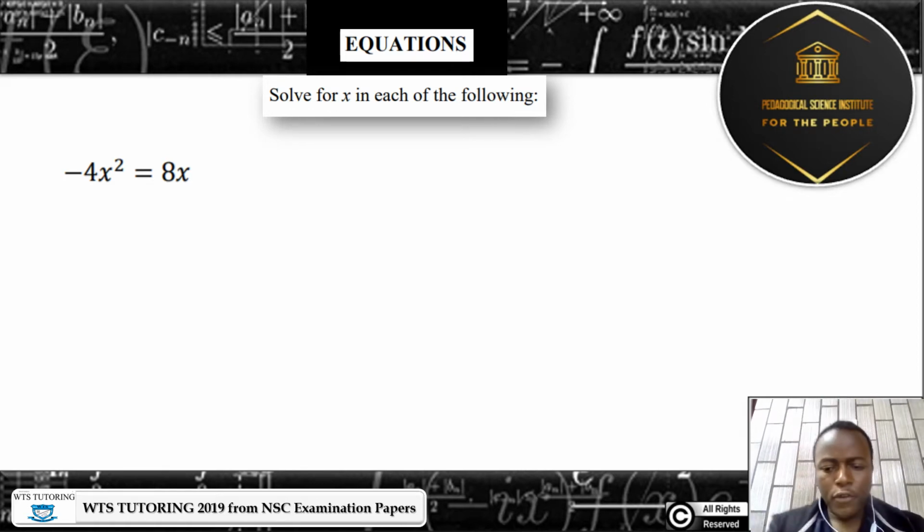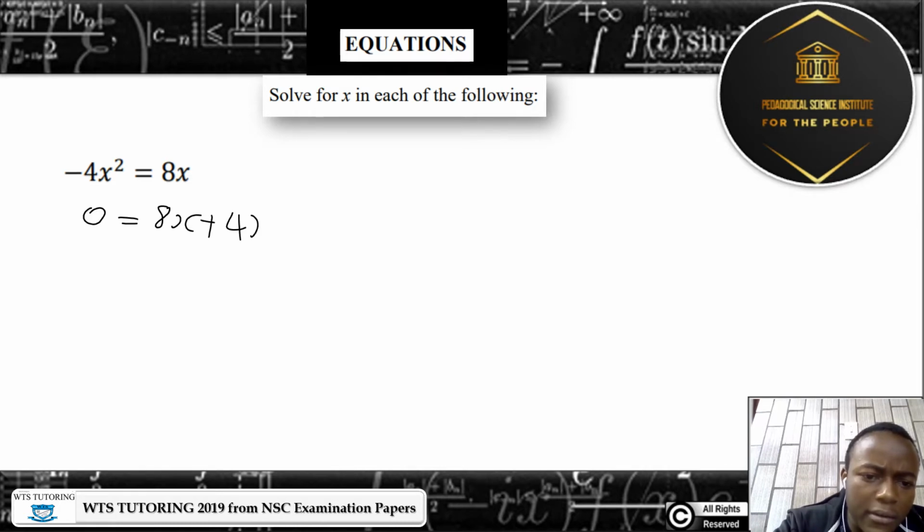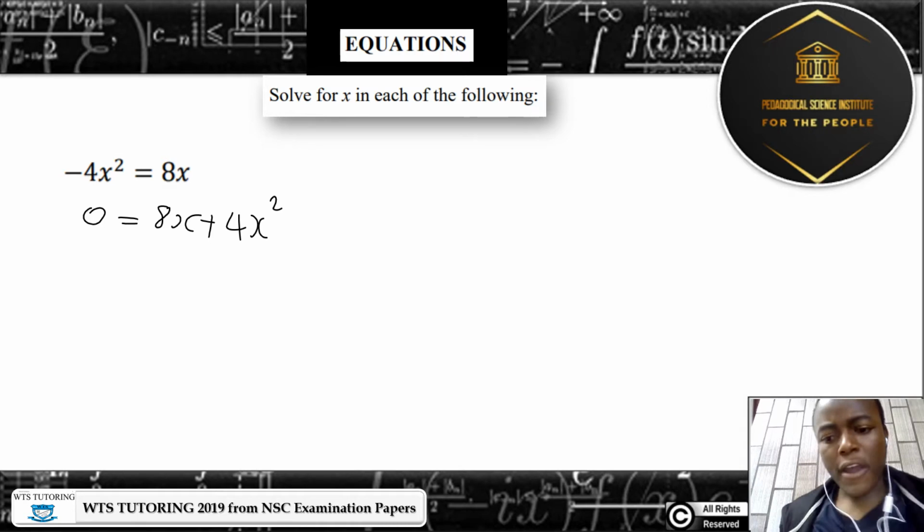Now if you want to solve for x, given this equation, what you simply do, you put the things on the same side, that is, you transpose. You can either transpose 8x to the left side, or you can either transpose minus 4x squared to the other side. So I'll actually transpose minus 4x squared to the other side, then I'll be left with 0 here. Then this side will be 8x plus 4x squared. 8x plus 4x squared.